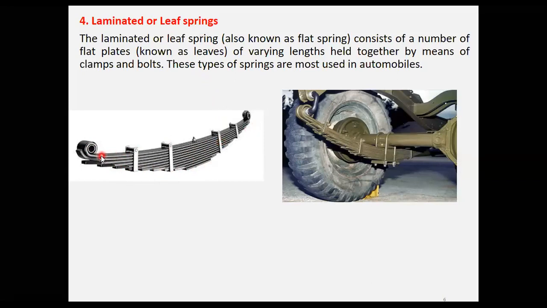And if you see their length, you can see that the length of these leaves varies. It is not constant. The leaf at the top has more length compared to that. The next one is smaller. Like that, the length keeps on changing. All these leaves are joined by using a clamp. Here you can see that 4 clamps are used. After that, a bolt system is used. The clamp and bolt system is used to join these. And the major application of this leaf spring is in automobiles.